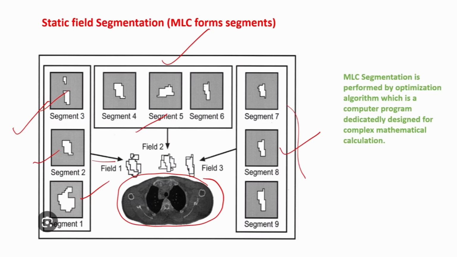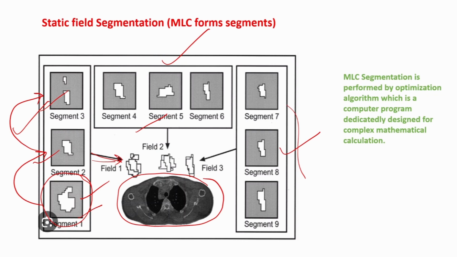So in the case of step and shoot IMRT, when the gantry takes the position of field 1, first the MLC will take the shape of segment 1, and the beam gets on. Once the radiation dose is delivered by this segment, the beam gets off, and the MLC will take the shape of the second segment. Again the beam will be on and then off. Then the MLC will take the shape of segment 3, the beam gets on, and once the dose is delivered, the beam is off.